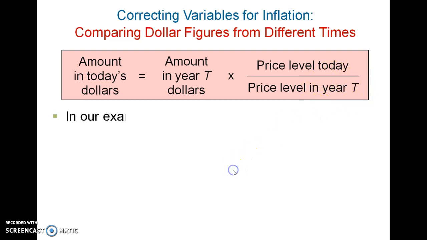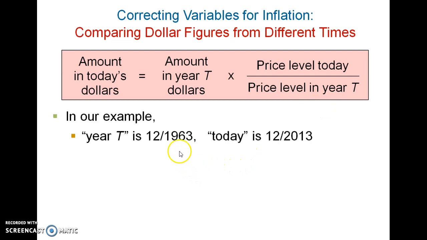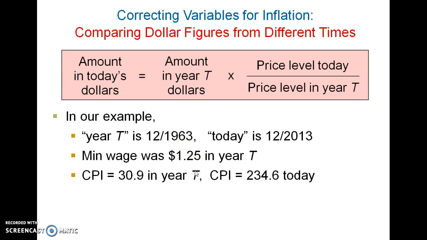So let's set up an example on minimum wage. We want to take 1963's minimum wage and compare it to 2013's minimum wage. 2013's minimum wage will be in 2013 dollars. To compare that to minimum wage from the 60s, we have to move the 1963 minimum wage to 2013 terms. So we have the minimum wage, this is the dollar we're going to convert, of $1.25 in 1963, and we want to convert that to 2013. So today becomes 2013, so that'll be today's CPI, and on the bottom will be the CPI from 1963.